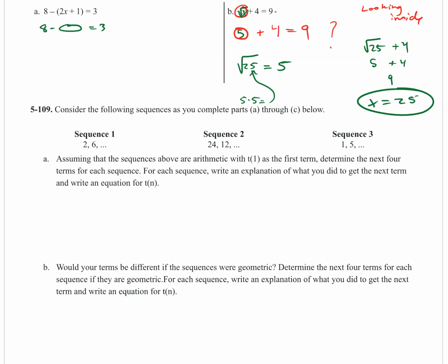So you can kind of solve this one the same way. 8 minus what number is 3? 8 minus 5, right? So 2x plus 1 has to equal 5.